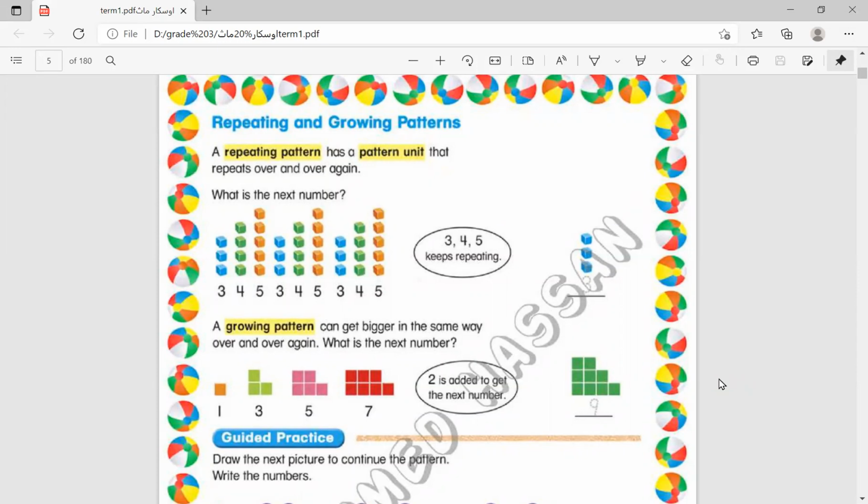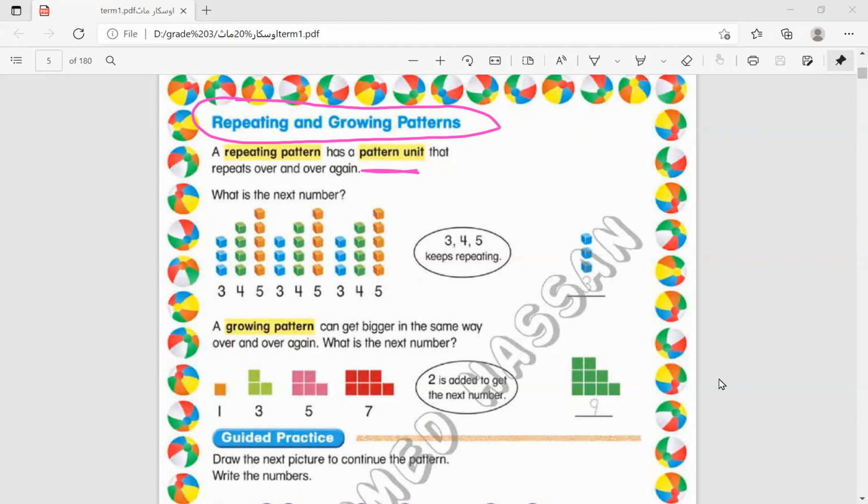Our lesson today is about repeating and growing patterns. الأنماط المتكررة والمتنامية. What do we mean by repeating pattern? A repeating pattern has a pattern unit, وحدة نمط, that repeats over and over again، اللي بتتكرر مرات ومرات ومرات. And we have an example here. عندنا مثال هنا. What is the next number?